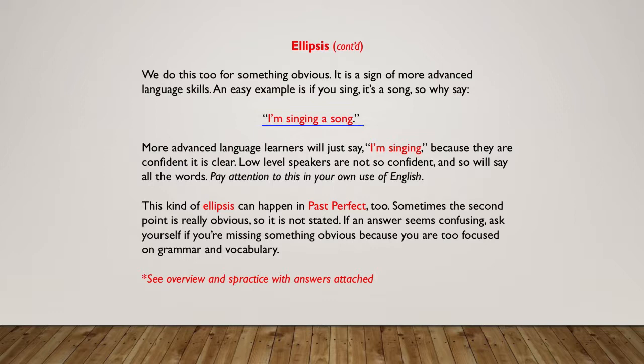For example, I'm singing a song. But if you are singing, it is a song, and so you don't need to say that. If you are insecure and not sure your meaning is getting across, then we usually use all the words. But this is lower level communication. So please take a look at the examples that are attached and get some practice to help you further understand this.